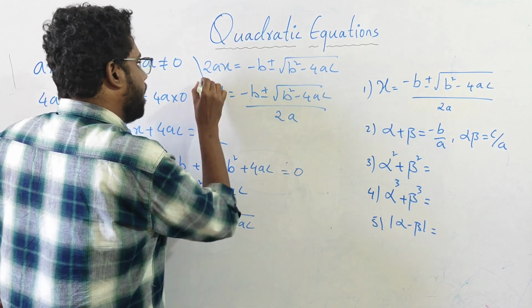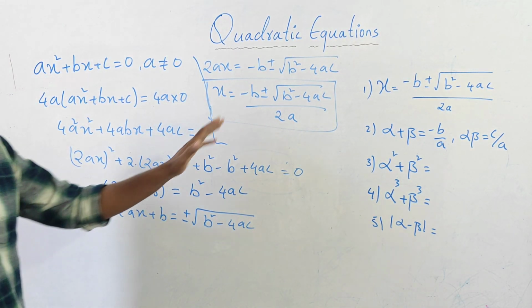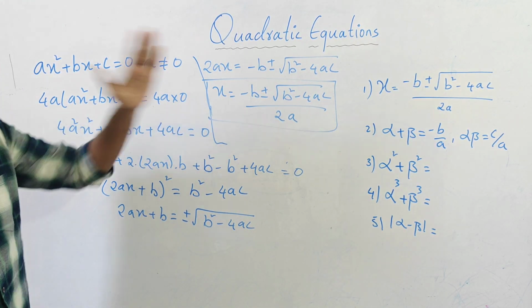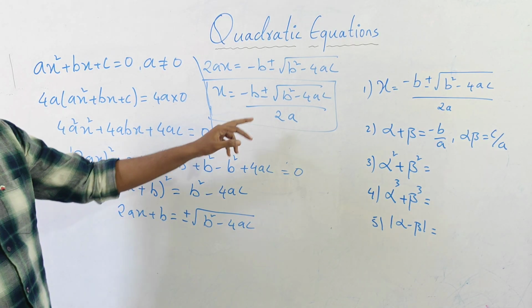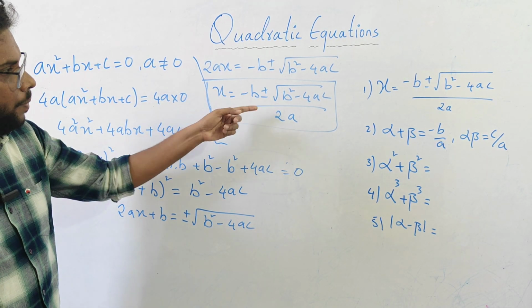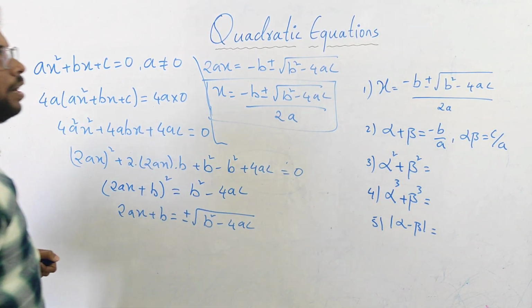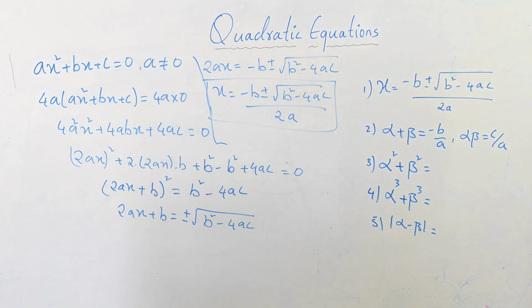So this is the formula to find the roots of any quadratic equation. With the help of this formula, we will find the roots. Here two roots are there, alpha and beta. For alpha we will take plus, for beta we will take minus. Okay, so this is the formula. So we have got the first one. Now let us see the next part.